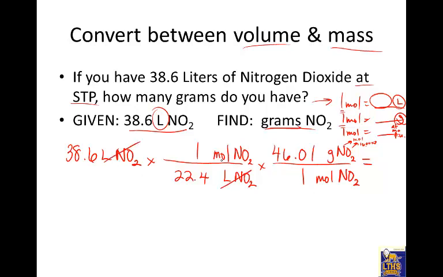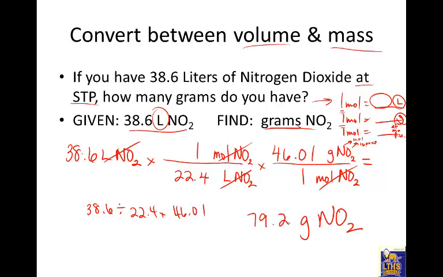Liters of nitrogen dioxide cancel. Moles of nitrogen dioxide cancel. We're left with grams of NO2. All right, math-wise, 38.6 divided by 22.4 times 46.01. That's how I plugged it in my calculator. And doing that, I get 109. Nope, I don't get that. I get 79.29 grams of nitrogen dioxide.